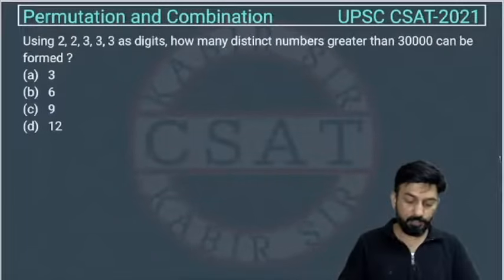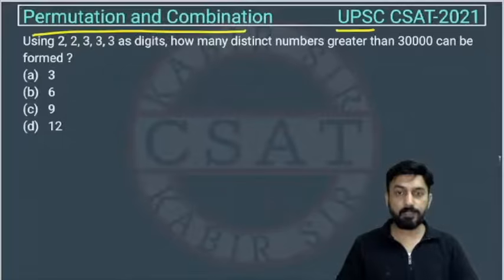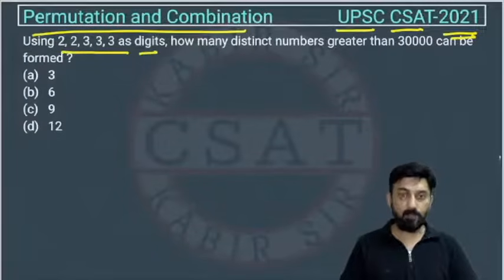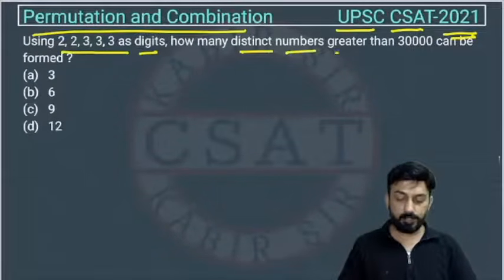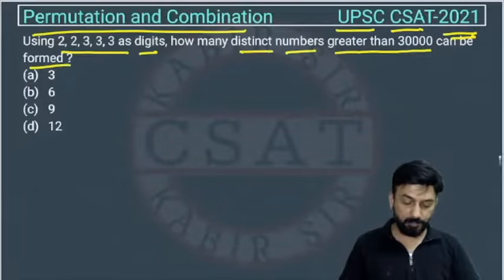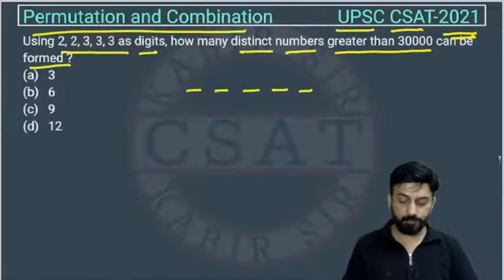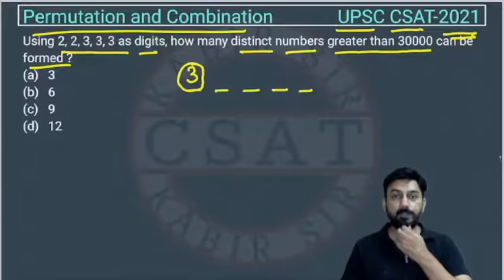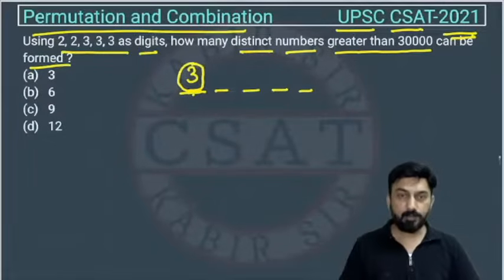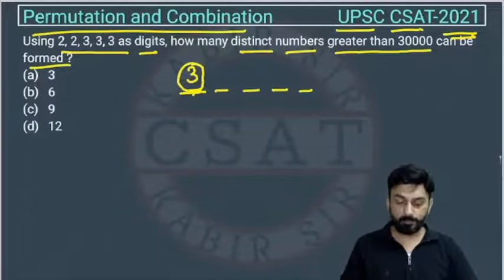So this is a question from the Permutation and Combination chapter asked by UPSC in the CSAT paper of 2021. Using these numbers as digits, how many distinct numbers greater than 3000 can be formed? Right. So how many digits are we having? We are having 5 digits: 1, 2, 3, 4, 5. And the number should be greater than 3000. It means the 3 will come here, because we need a number greater than 30,000, right? So this place is fixed, the 3 will come here. Now we are left with 4 places and 4 digits, right?